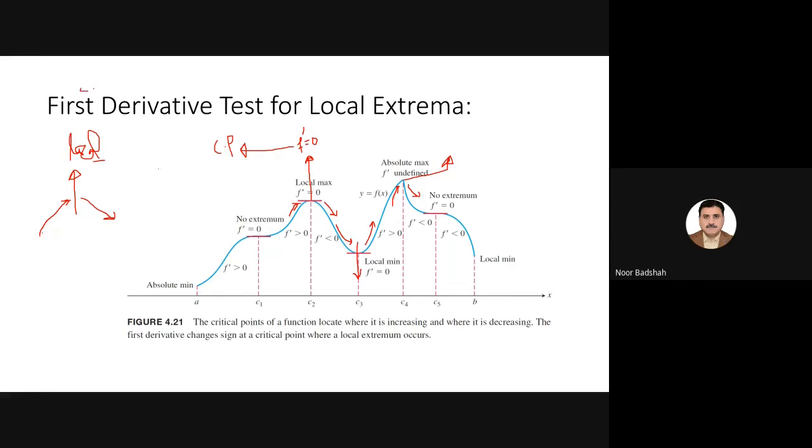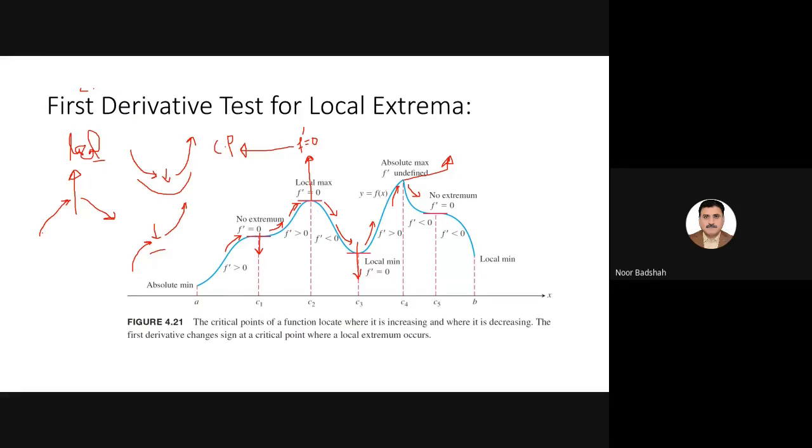Okay, so let's suppose that's the critical point at this position. To the left, the function is decreasing, while to the right, the function is increasing. It can be seen from this as well that we must have a local minimum. But if we consider this point C1, this is also a critical point, but the function is increasing from the left, and it is increasing on the right as well. So in this case, the function has no extreme value. If at a critical point the function is increasing on the left and increasing on the right as well, we have no local extreme.